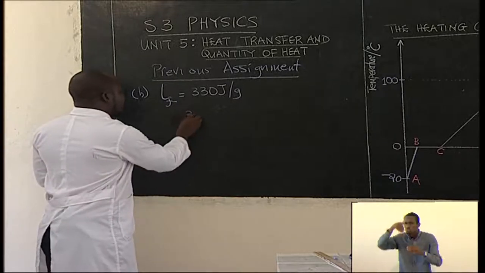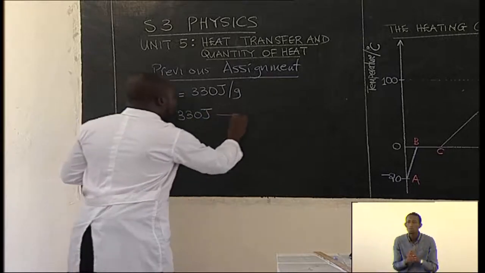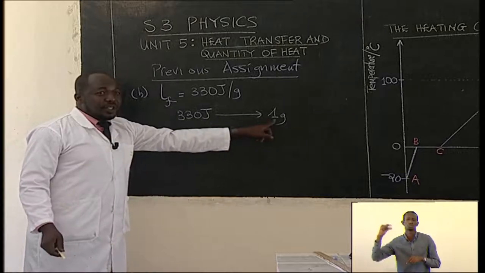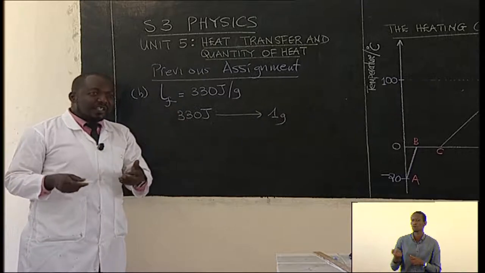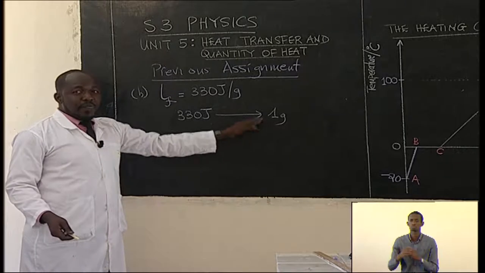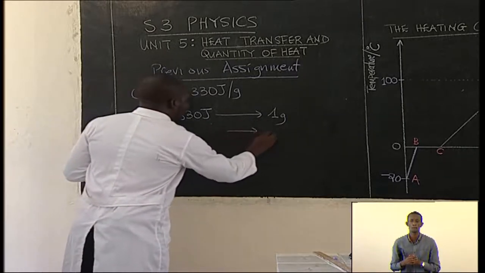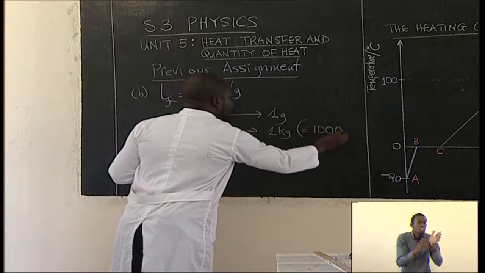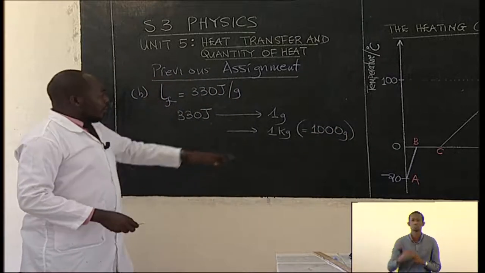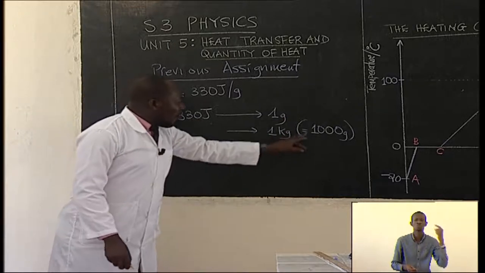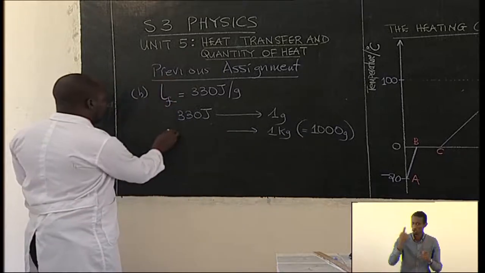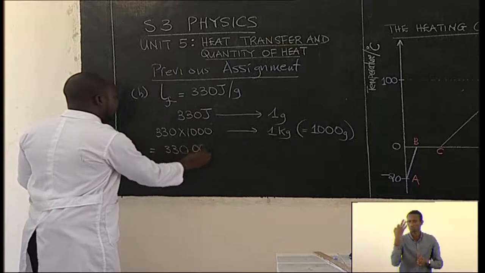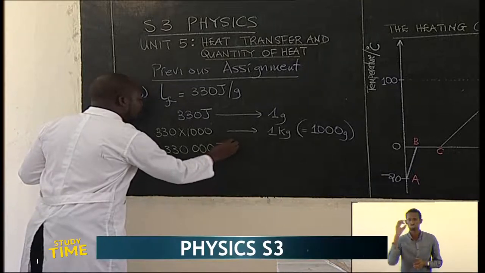So what this one means is that the amount of heat required by 1 gram is equal to 330 joules. That's what it means. You require 330 joules to change 1 gram of water from a solid state to a liquid state. So it is 1 gram, 330 joules. Okay, what about now if we need 1 kilogram? Remember, 1 kilogram is equivalent to how many grams? 1,000 grams. So you try to reason it out. If 1 gram requires 330, what about now 1 kilogram, which is 1,000 grams? So 1,000 grams will require 330 times 1,000. And in that case, we are going to get 330,000. So 330,000, this will now be in joules per kilogram.